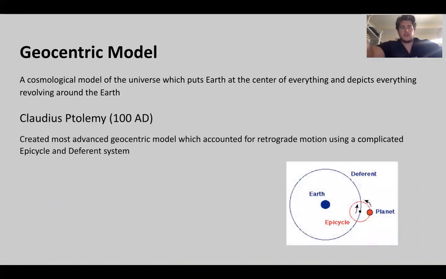Although the theory existed long before him, Claudius Ptolemy was responsible for creating the most advanced and detailed model of the geocentric theory of the universe. Ptolemy had an extraordinary observatory in Alexandria, Egypt, and there he attempted to answer a mystery, the apparent backtracking of Mars through the sky.